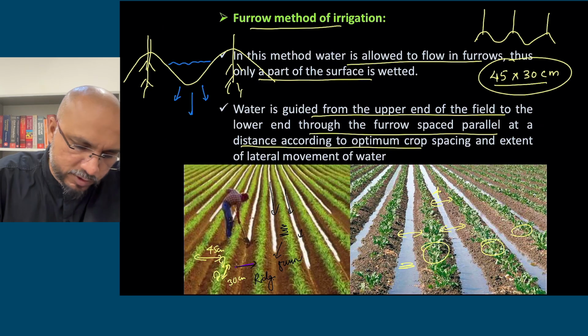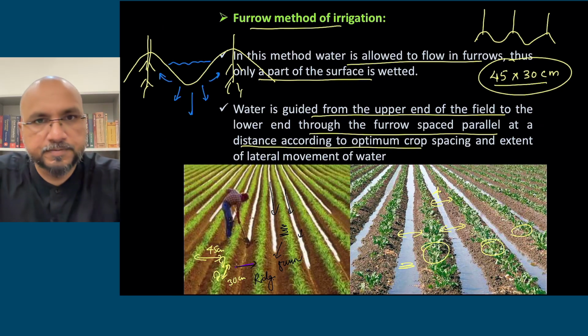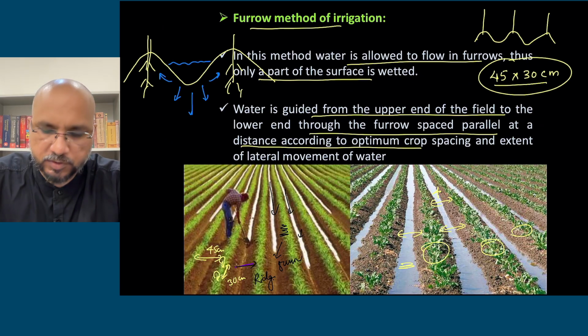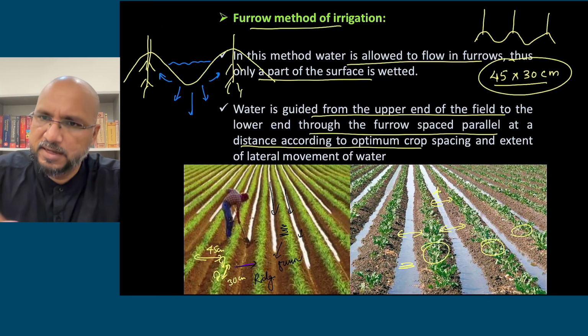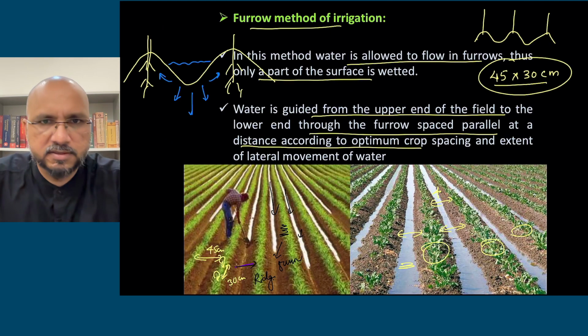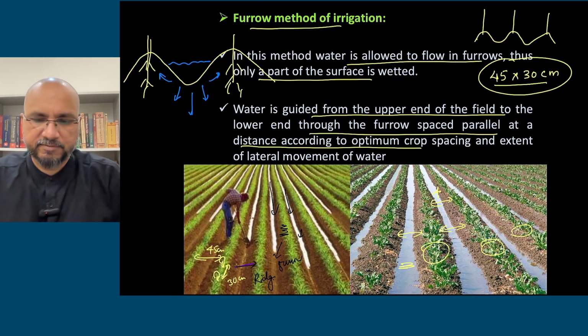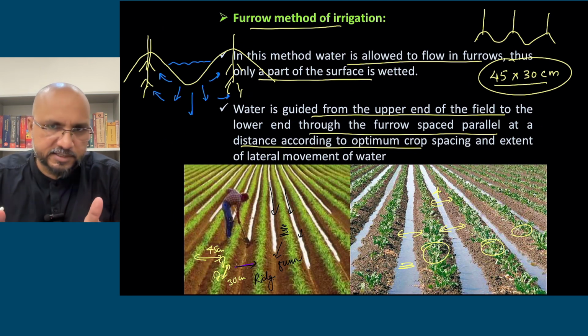So root zone, यहाँ पर और एक furrow है, here there is another furrow. So water will be uniformly distributed and it will be available to the plants. So this is called as furrow method of irrigation. इसमें alternate furrow method, corrugation, surge irrigation, there are different modifications, but basic method is this furrow irrigation. Okay, so we have discussed surface irrigation methods.